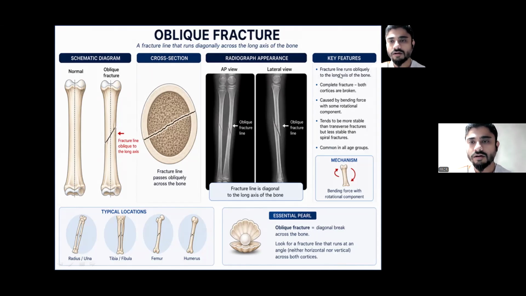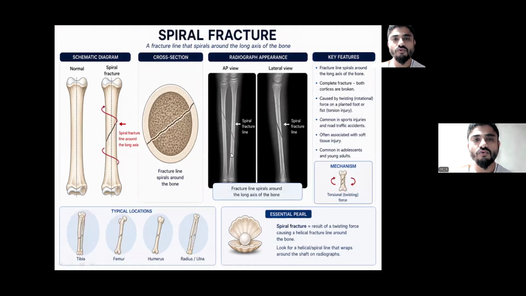What are the key features? We have discussed this. It should be running obliquely across the long axis of the bone, involving both the cortices, caused by bending force with some rotational component, and tends to be more stable than transverse fracture but less stable than spiral fractures. We are going to discuss this later in the lecture. What are the typical locations? Radius, ulna, tibia, fibula, femur, and humerus.